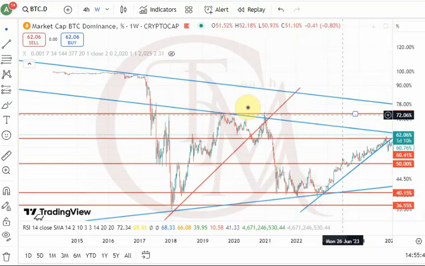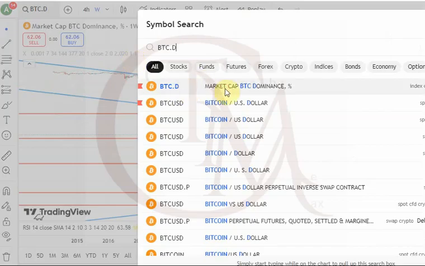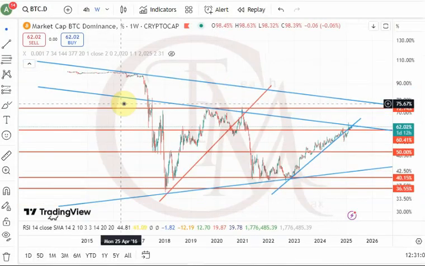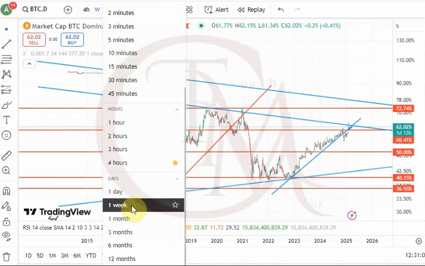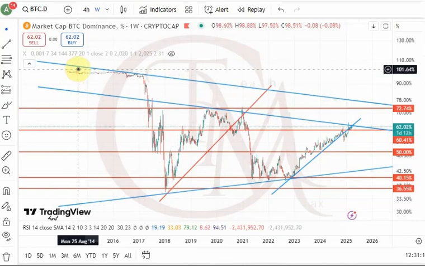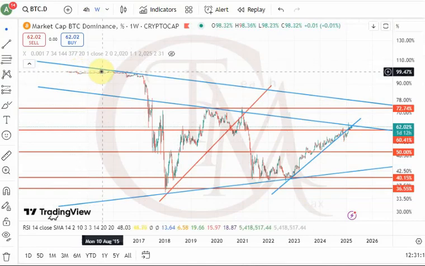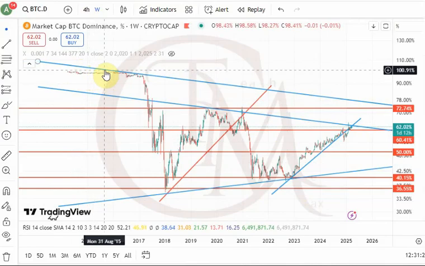1. Go to TradingView. 2. In the search bar, type BTC.D. 3. Select the Bitcoin dominance chart. On the TradingView site, we select the weekly time frame. Bitcoin dominance is currently at 61%. It is clear from the chart that at the beginning of the market, Bitcoin dominance was almost 100%, and the entire cryptocurrency market was in the hands of Bitcoin.